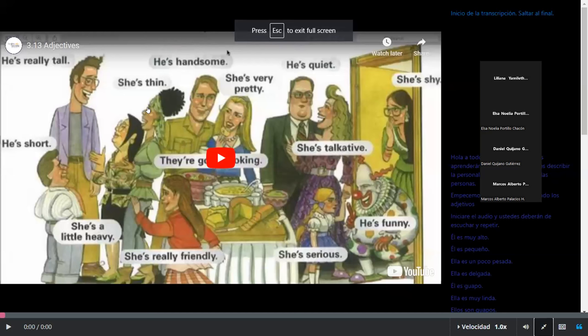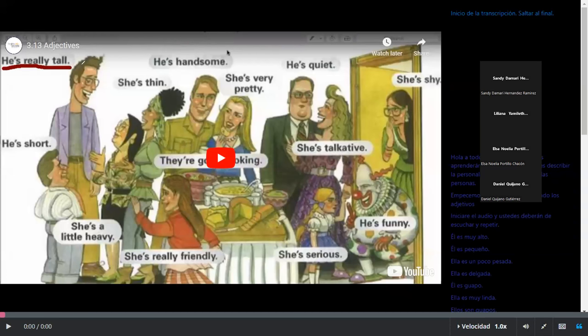Listen and repeat. He's really tall. He's very tall. Right, so ahí dice, él es muy alto. He's short. Él es bajo. She's a little heavy. Es un poco rellenita. She's thin. Ella es delgada.